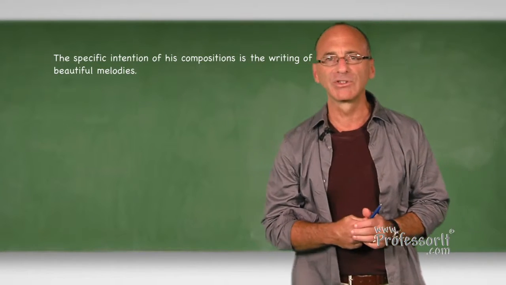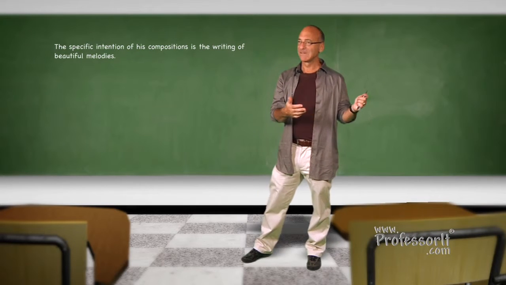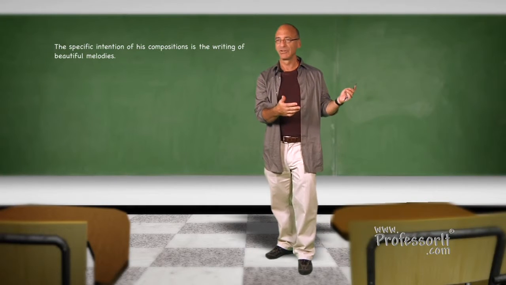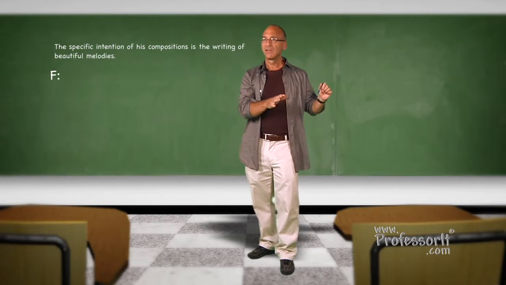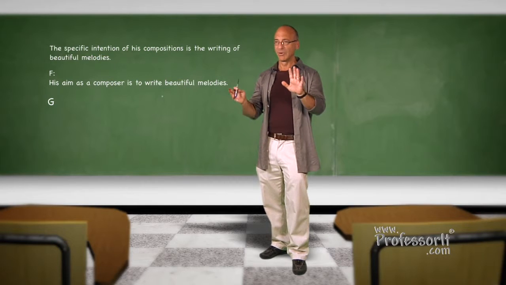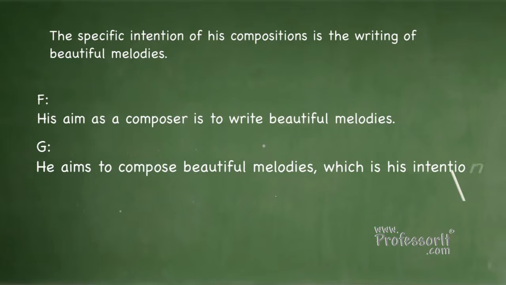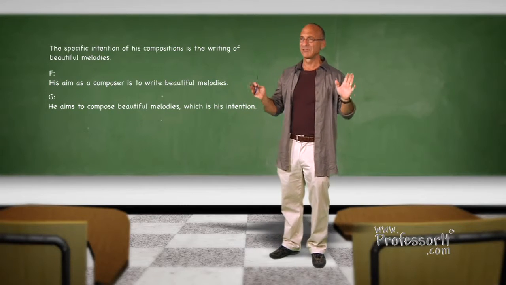Surely the SAT would give us one or two answers that might actually be pleasant to read. Maybe so, but just for fun, let's invent some other answers using letters you're never going to see in a real test, like F, a mythical beast invented for this lesson. His aim as a composer is to write beautiful melodies. And G, remember you won't have this many choices in the real test. He aims to compose beautiful melodies, which is his intention. Oops, aims and intentions are the same thing, so that's redundant.